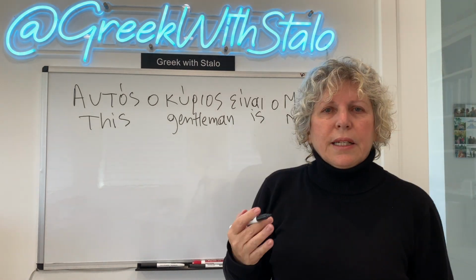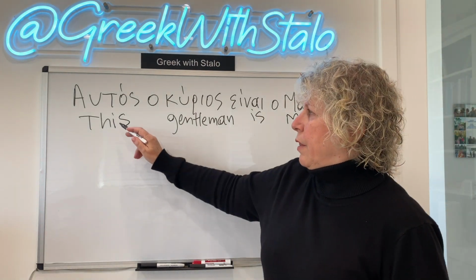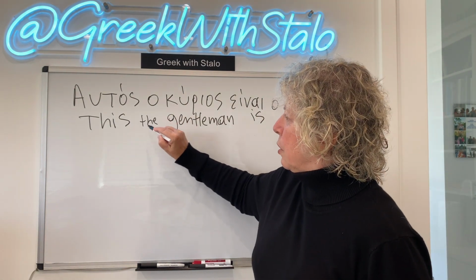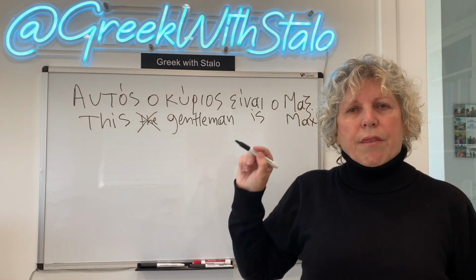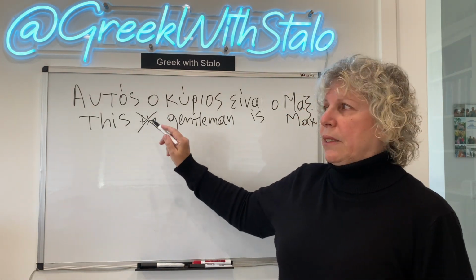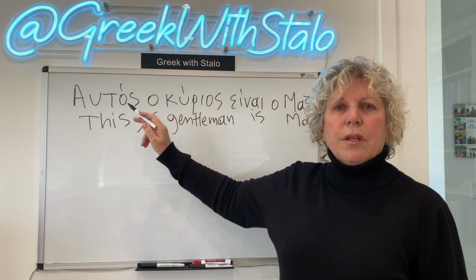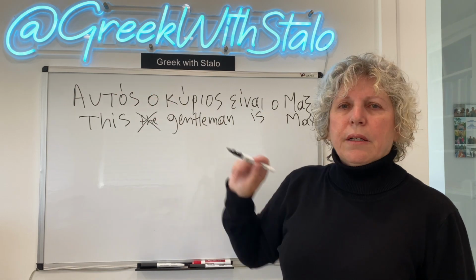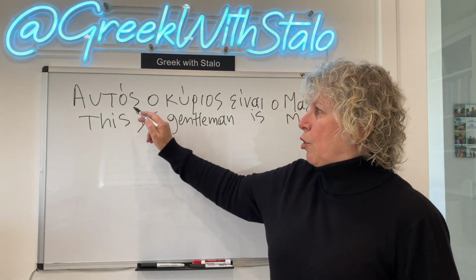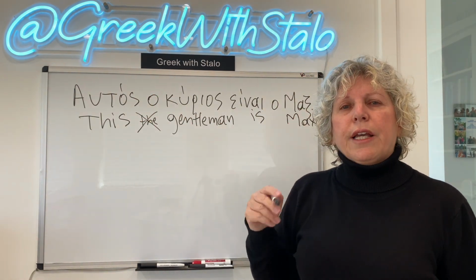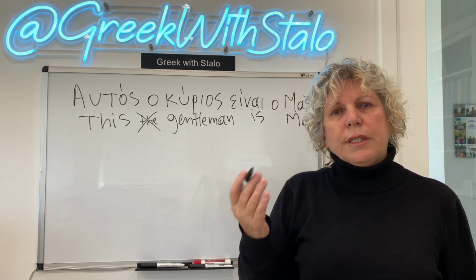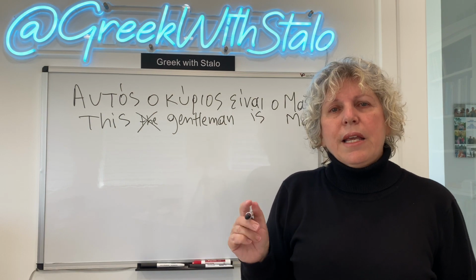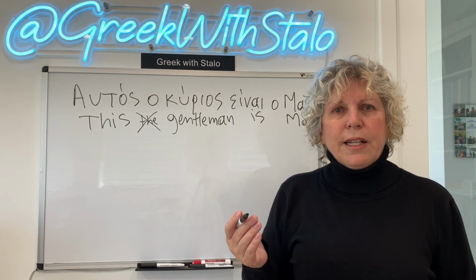Now, notice that in English, we don't say this, the gentleman, right? We don't use this. We cannot have this, the gentleman. We omit it. But in Greek, we have to use the definite article if there is a noun following aftos. So, aftos o kyrios. You cannot say aftos kyrios, meaning this gentleman. Okay? You always have to use the definite article.